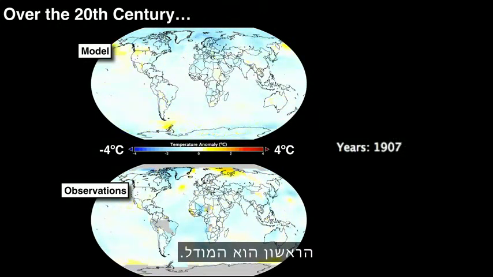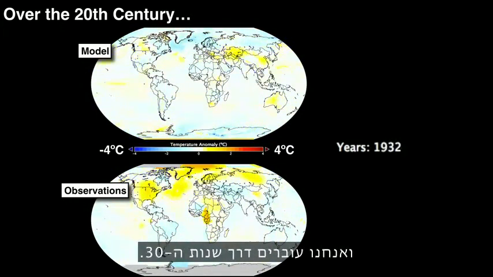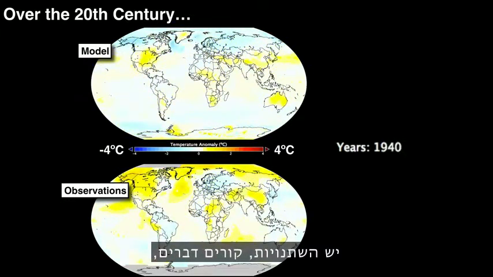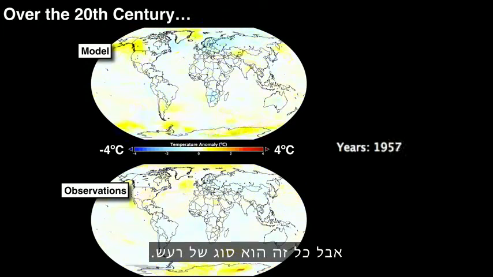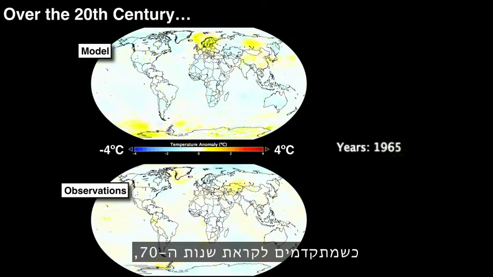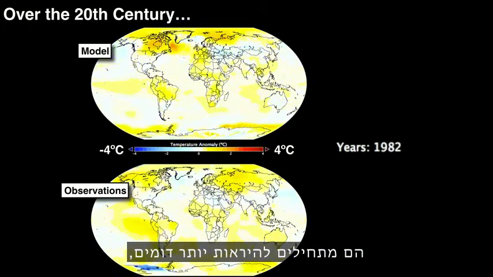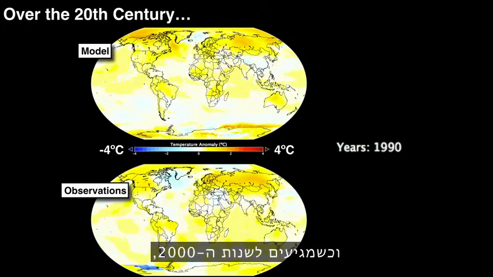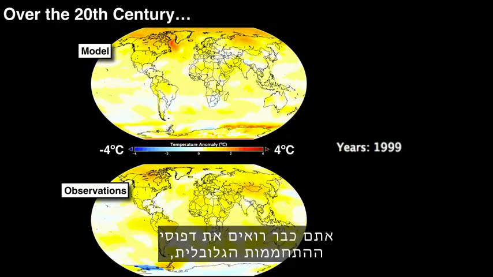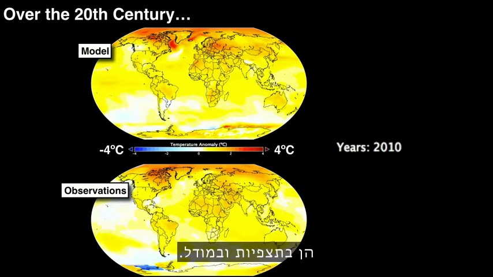So this is a history of the 20th century. The first one is the model. The weather is a little bit different to what actually happened. The second one is the observations. And we're going through the 1930s. There's variability. There are things going on. But it's all kind of in the noise. As you get towards the 1970s, things start to change. They start to look more similar. And by the time you get to the 2000s, you're already seeing the patterns of global warming, both in the observations and in the model.